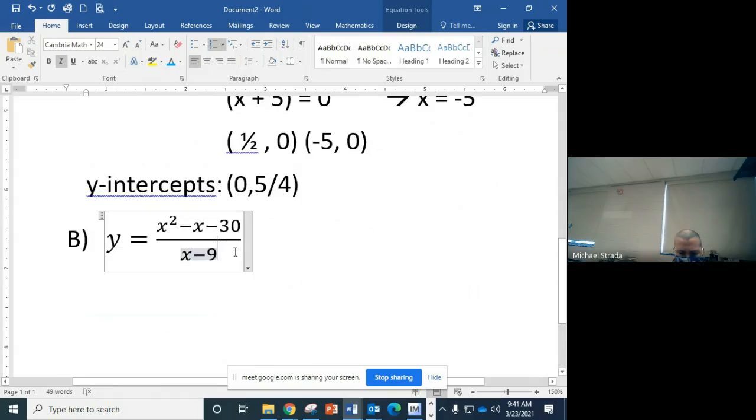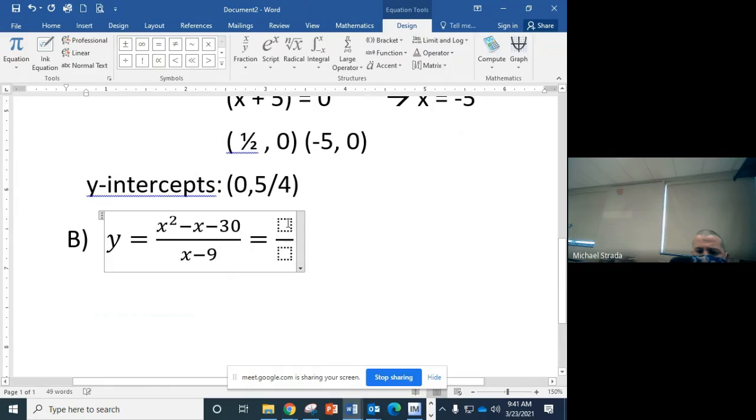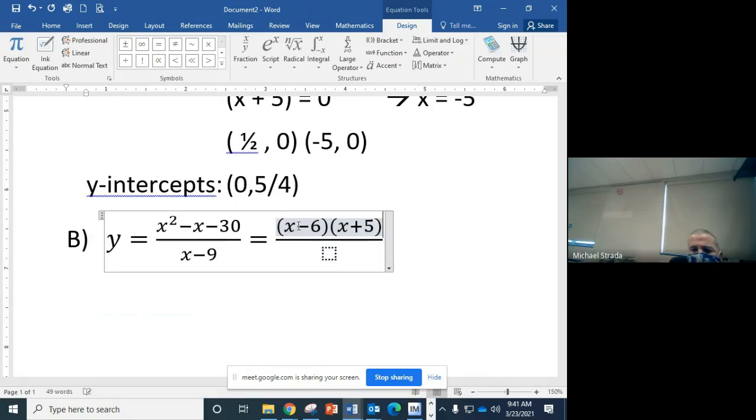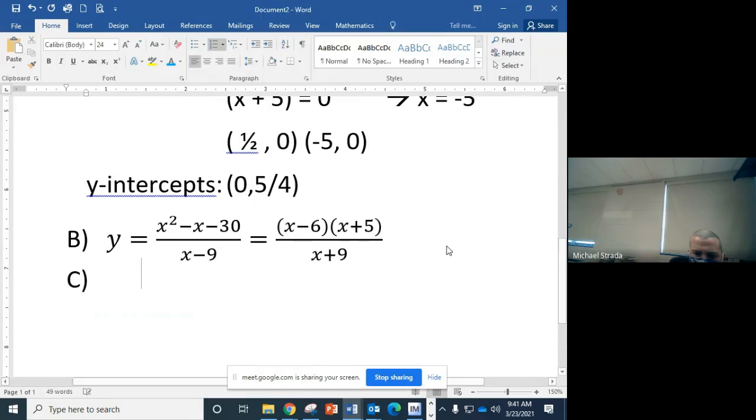So if I look at this one, the only difference is the x squared minus x minus 30 isn't factored, right? So what does x squared minus x minus 30 factor into? What numbers multiply to 30 and subtract to 1? 6 and 5. All right. So when you're looking at it, (6, 0) and (negative 5, 0) are your x-intercepts.